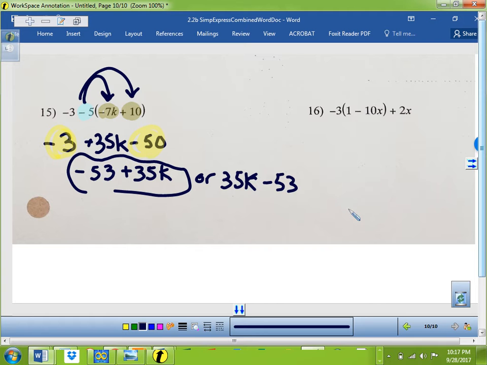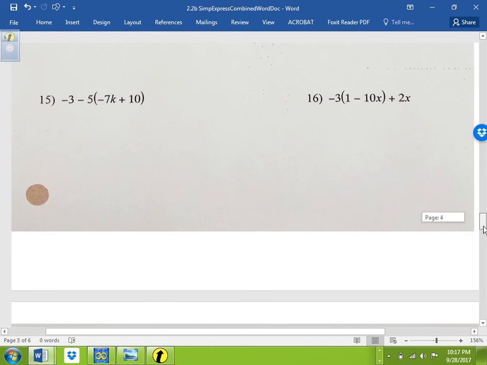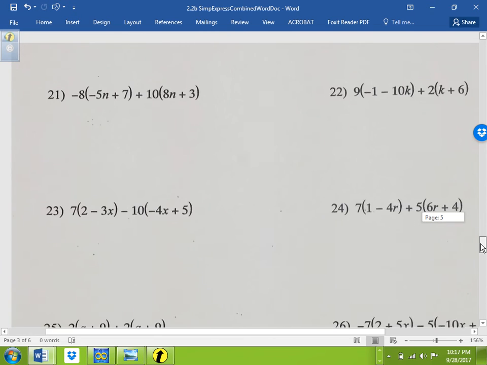Okay, that's 15. I'm going to cruise on and do a couple of the biggies on the back, and then we'll call it good, and you're on your own.